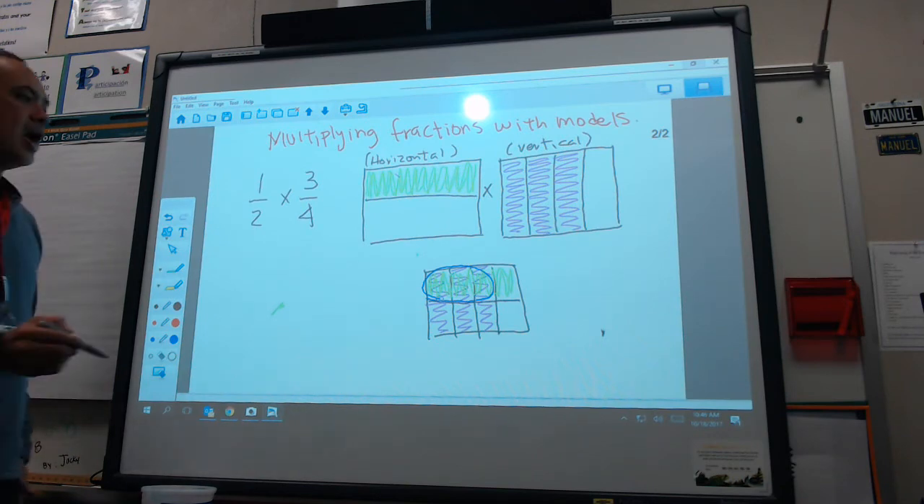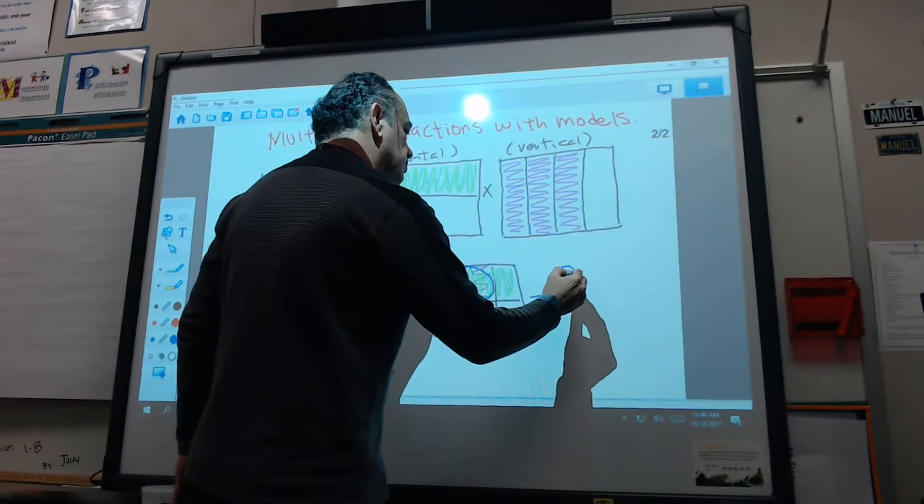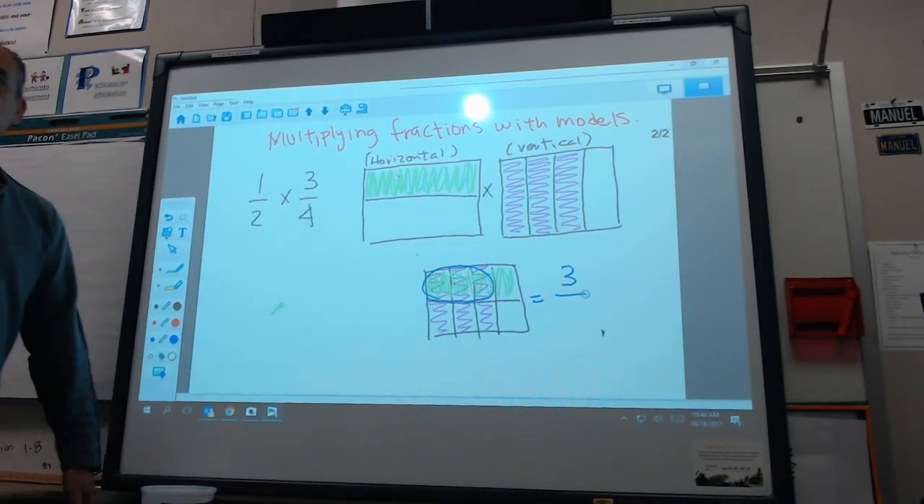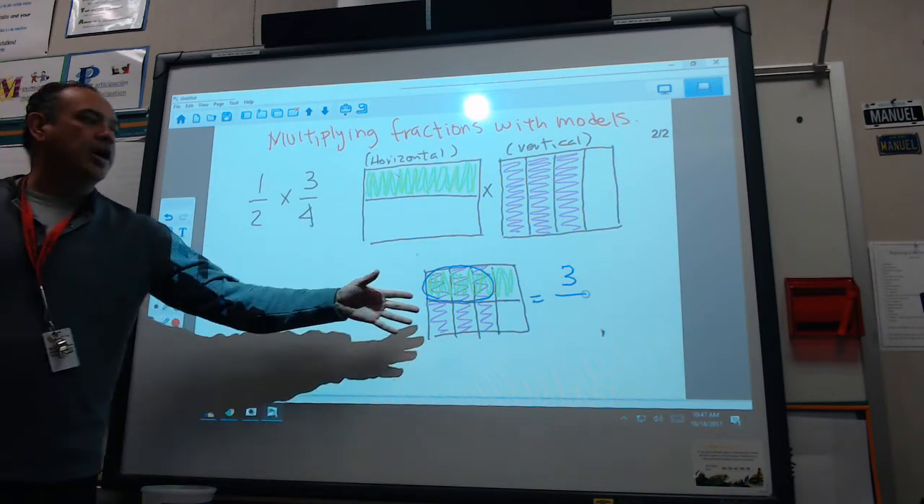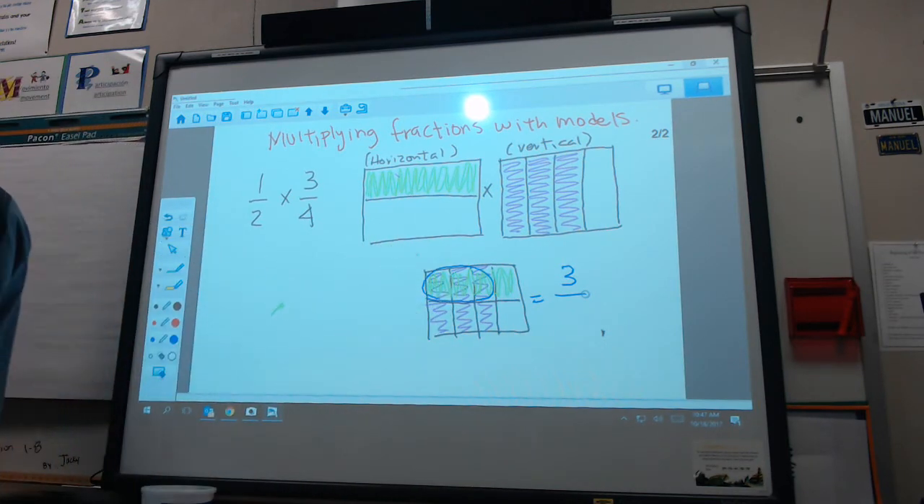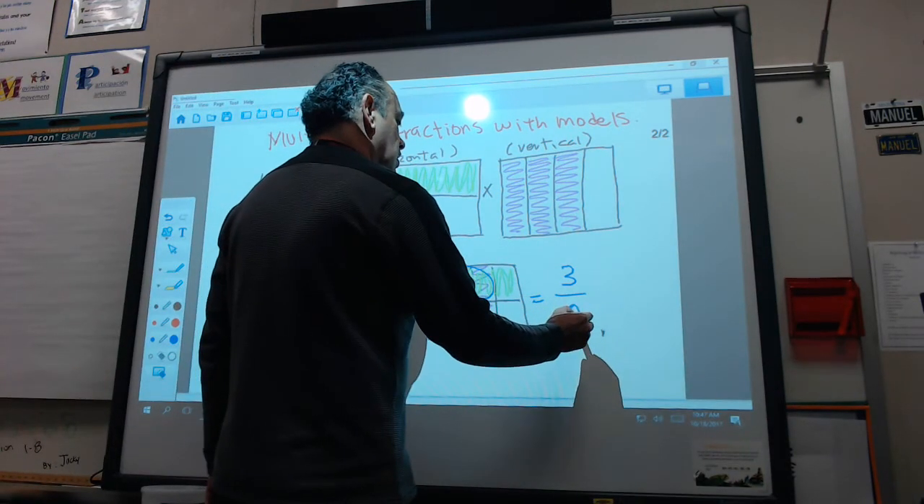3 that are colored twice, that is my numerator. And I also have how many are colored either once or not colored at all. Or let's say it this way: how many parts does this entire model have? 8. It has 8 parts, right? So that tells me that that's the denominator. 3/8.